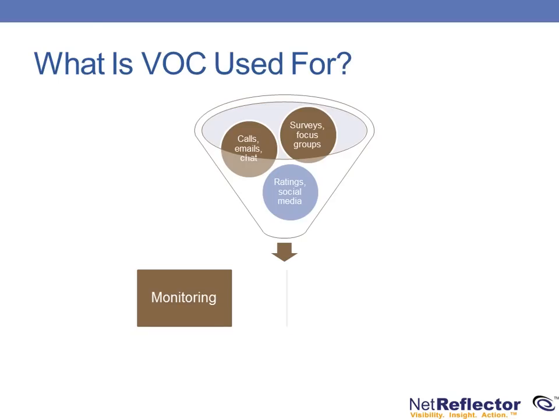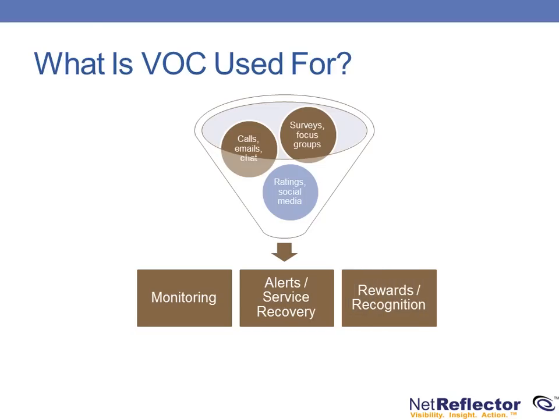high-level indicators. Second, VoC is used to identify specific customers with unresolved complaints or issues. Typically, there's an alert system in place to make sure that someone contacts these customers and attempts to solve the problem. Third, VoC is used to reward and recognize employees. The results are often tied directly to bonuses or other compensation, but the data can also be used to identify high-performing employees or teams for special recognition.